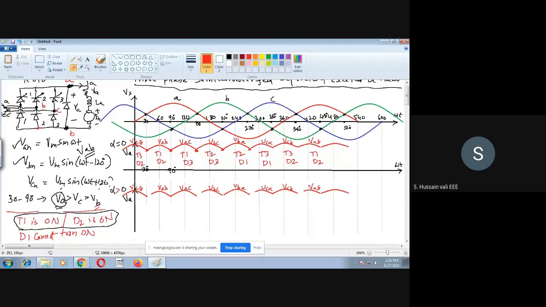You did not turn on thyristor 1 here, but thyristor 1 is on, so it is still conducting. After this point, you will find that the current will be there, but the output voltage you will find something like this. Imagine yourself what will happen beyond 150. Beyond 150, the highest one is this, VBC.